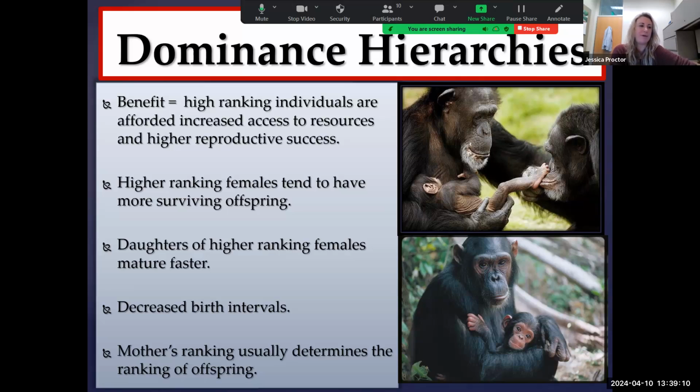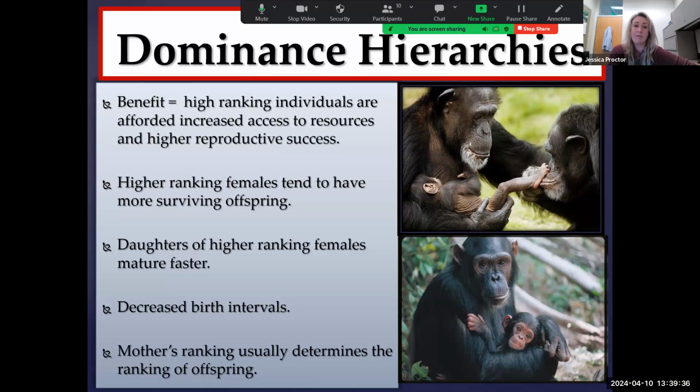This may sound very familiar to what we learned way back in chapters 2, 3, and 4, that anything that influences an individual's success will likely also impact their reproductive success. Those that are more likely to survive are also those that are more likely to reproduce and pass their characteristics along to future generations. Particularly in chimpanzee society, high-ranking females tend to have more surviving offspring.